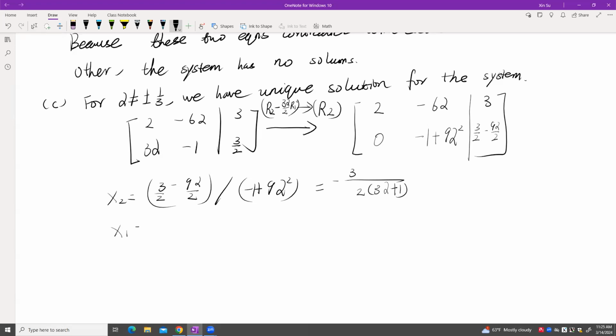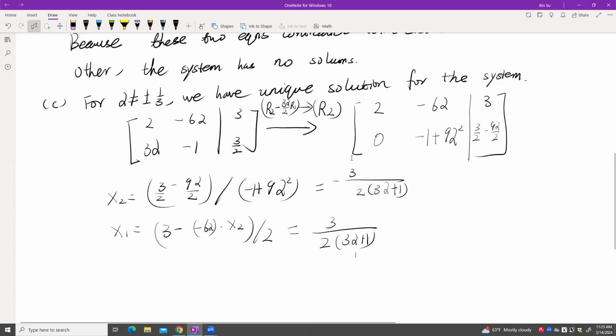And for x1, we can solve from the first row. We have x1 equals 3 minus 6 alpha times x2, divided by 2. We already got x2 from these expressions, and then we just need to plug in here to do the calculation. And x1, after all the calculation and simplification, should be 3 alpha plus 1. These numbers are not important, I just want to tell you how to solve it step by step. You need to solve for the determinant equals 0.